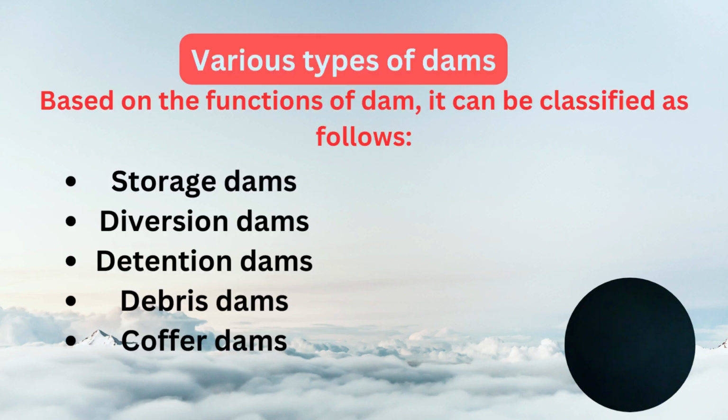So today we are going to discuss something about various types of dams. Basically in India, the dams are classified according to the functions, according to the structure or the materials we have used. So basically here I have listed some types of dams. Based on the function of the dam, it can be classified as follows: storage dams, diversion dams, detention dams, debris dams, and cover dams.